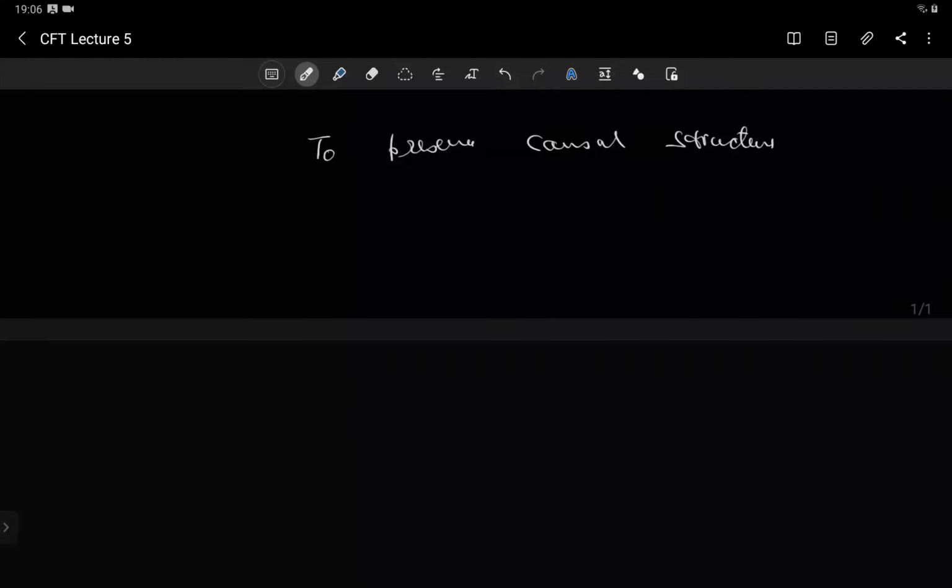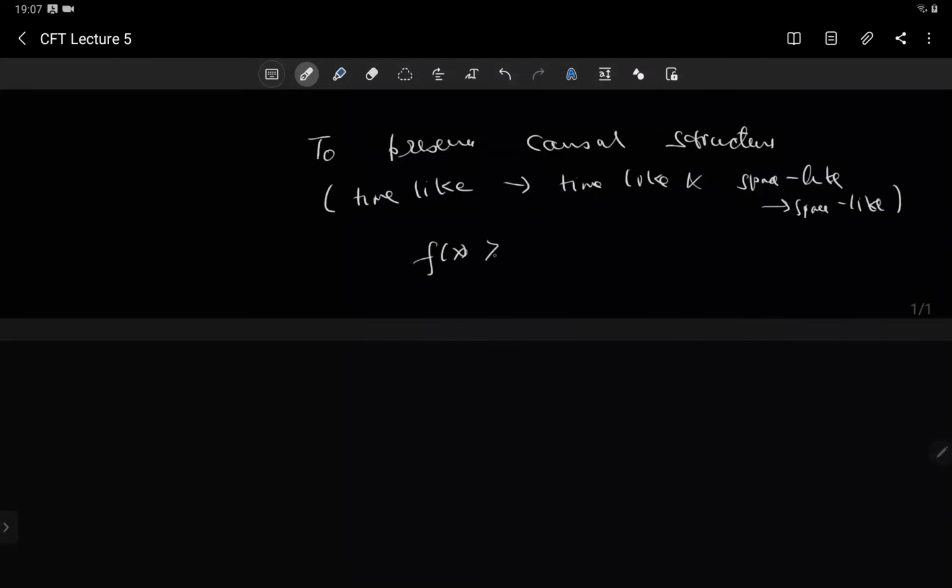Yeah, sorry. So to preserve causal structure, that means to preserve time-like to time-like and space-like to space-like. If we want time-like events to remain time-like events and space-like events to remain space-like events, we need to also say that f of x has to be greater than 0. It has to be a positive function.